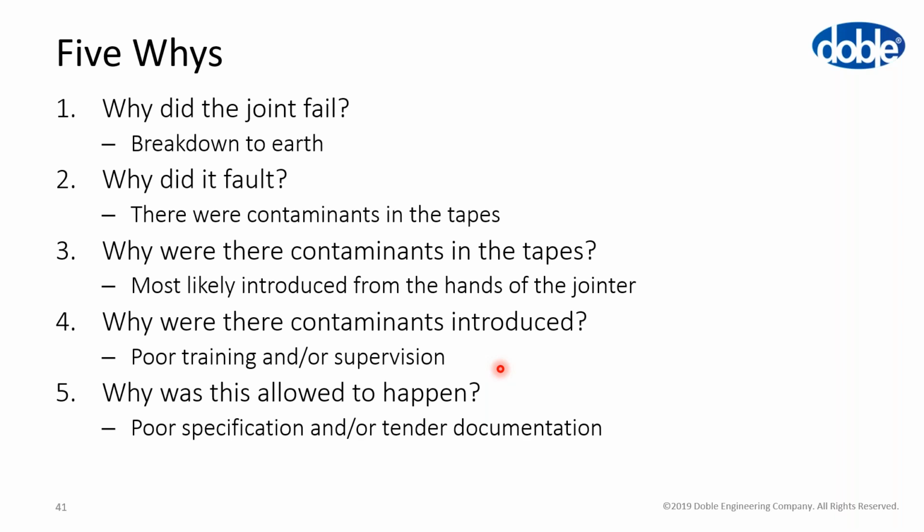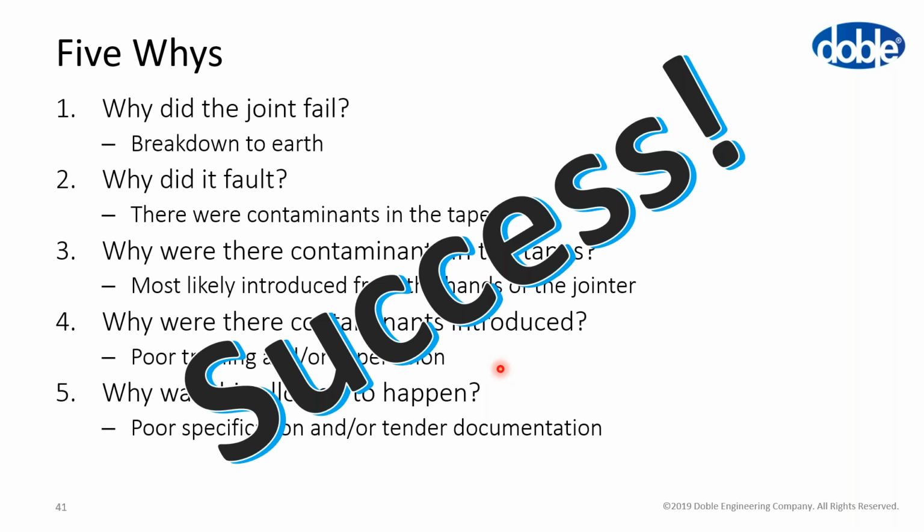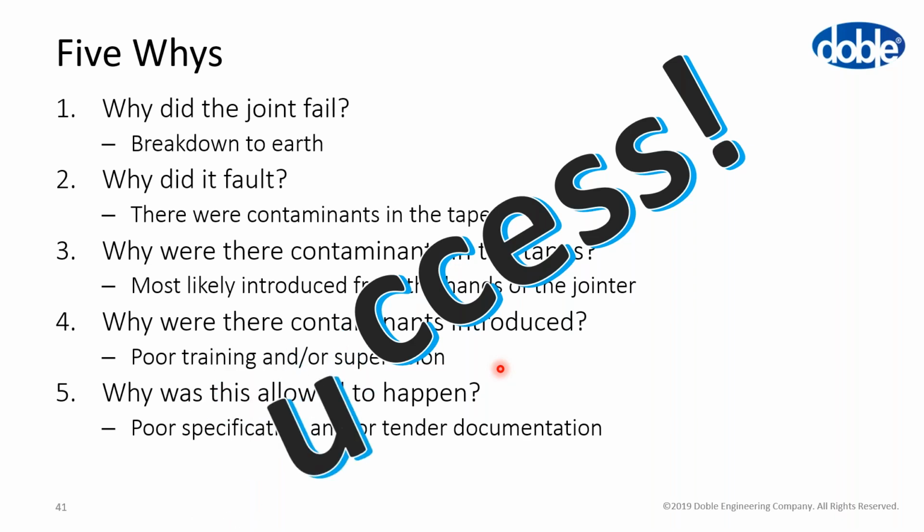Why did that happen? Well, that's probably down to poor specification or poor tender documents. It could be that there was no requirement for skilled jointers or ones that had gone to a qualified joint school. He could have just been trained on the job. And particularly in the Middle East region, that's entirely believable. So great, we've got to the root cause of our problem. We've found the wires, we've identified where they came from, and we've done our 5 whys.